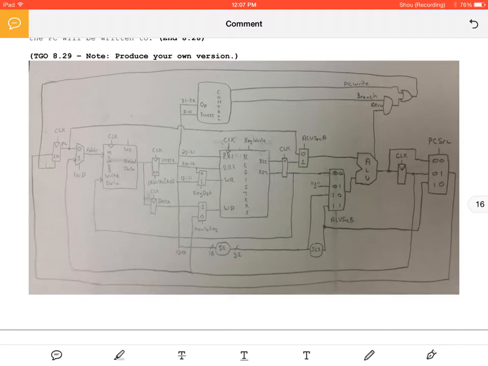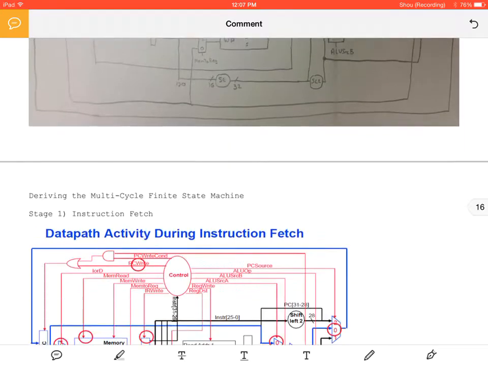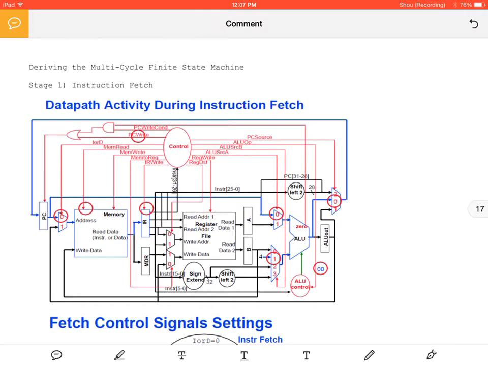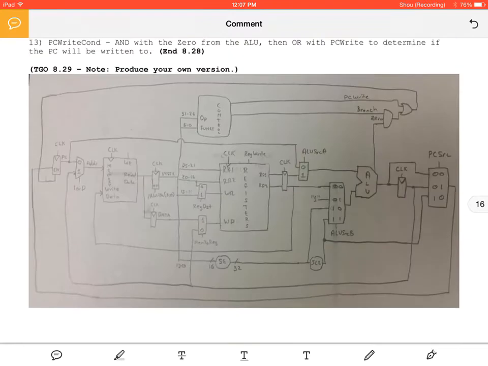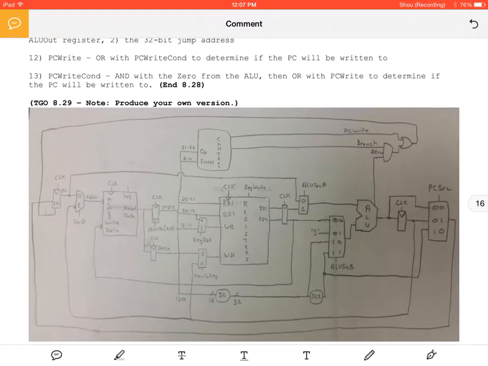In Lab 3, what we're going to cover next class, I might just make the rest of this section 9. So this will be 8.1 through 8.29. You now understand the data path. Section 9 will be the control, pad frame, tape out, and final circuit generation.